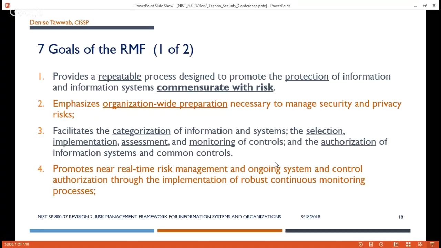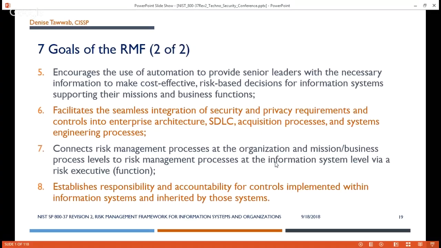The fourth goal of the risk management framework is to promote, and this is in no particular order, guys, near real-time risk management and ongoing system and control authorization by implementing robust continuous monitoring processes. The fifth goal is to encourage the use of automation to provide your leadership with the necessary information to make cost-effective risk-based decisions for information systems that support the business functions.